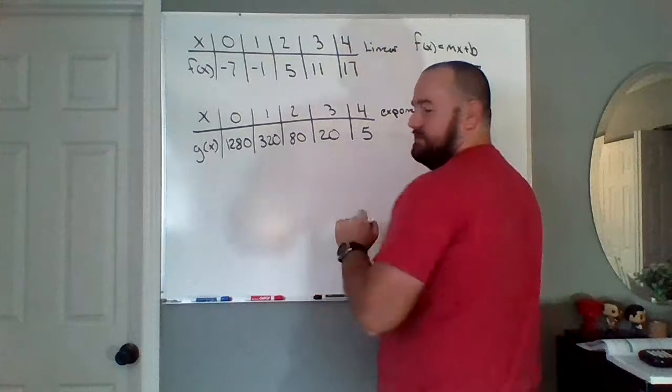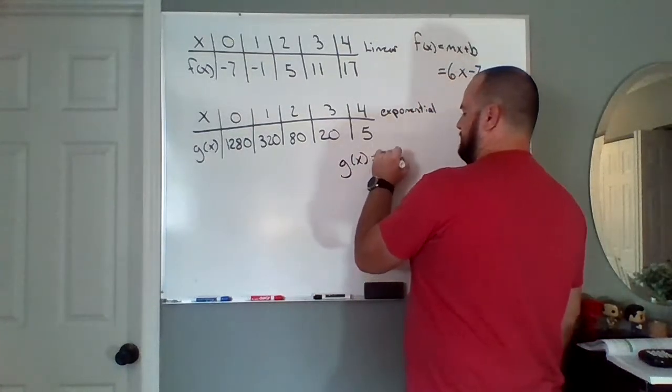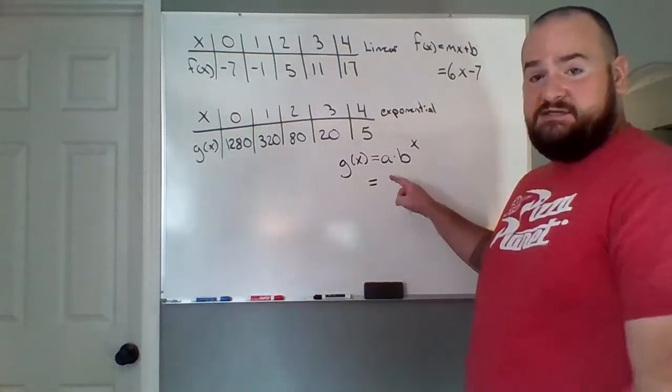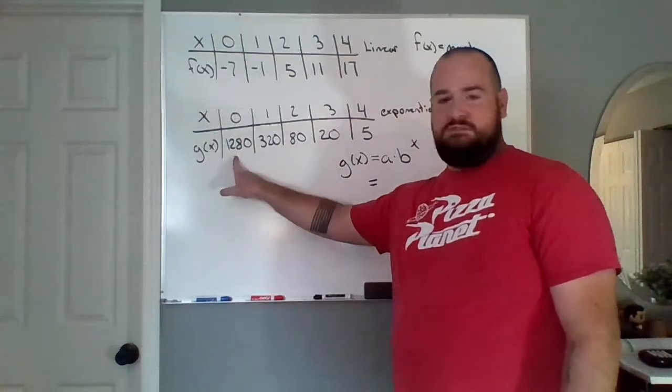So g of x is our exponential, and an exponential function looks like g of x equals a times b to the x. So a is our y-intercept. So we have to know, do we know our y-intercept? 1280.